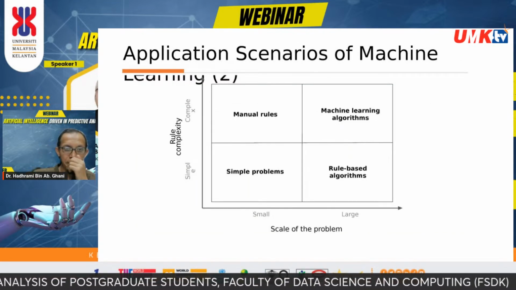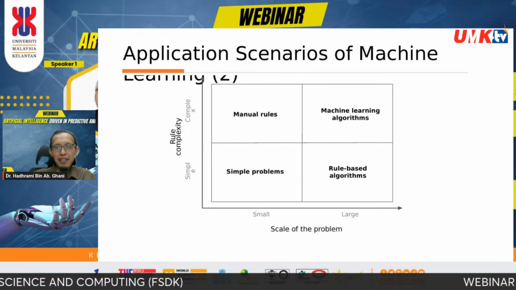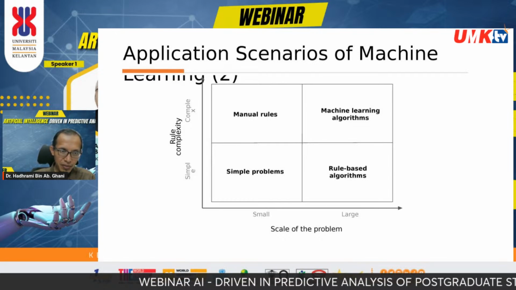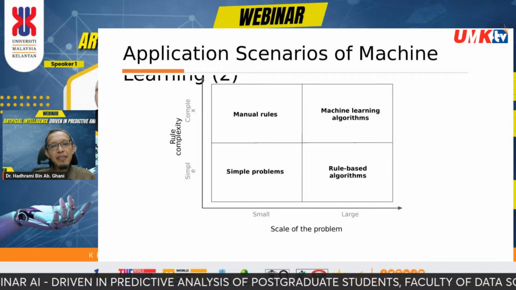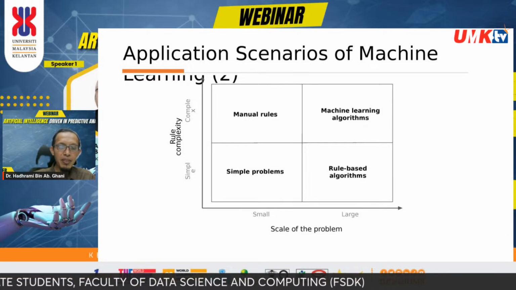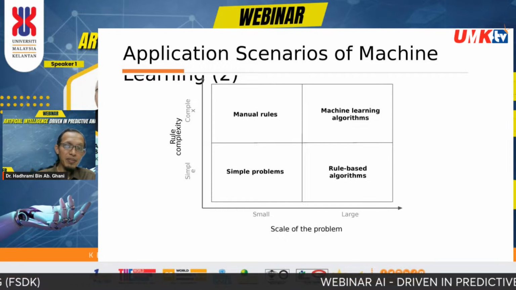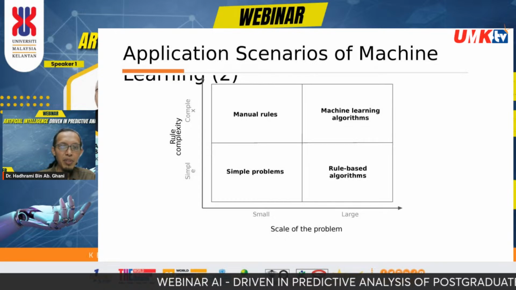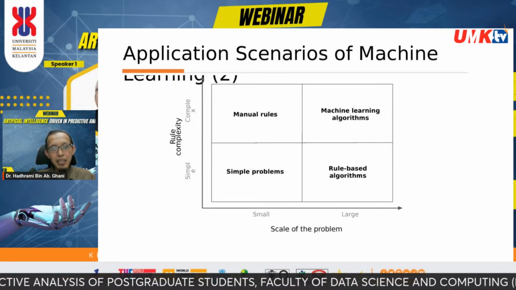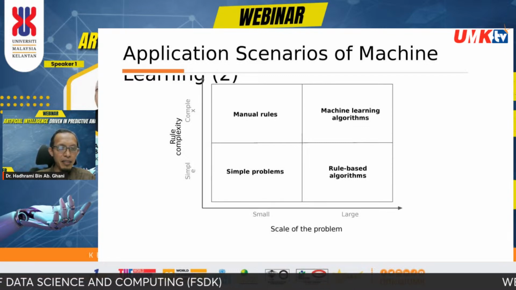I think I still have some time for the slides. This is one way of looking at it. If we have simple problems with small data, then these are not supposed to be solved by machine learning. We may have some complex problems, but we only need small data to solve them, so in that case as well, you don't need machine learning. We can just use manual rules. And if we have a simple rule but the data is large, then you can simply use rule-based algorithms, to make it more efficient to make decisions based on the large data that we have.